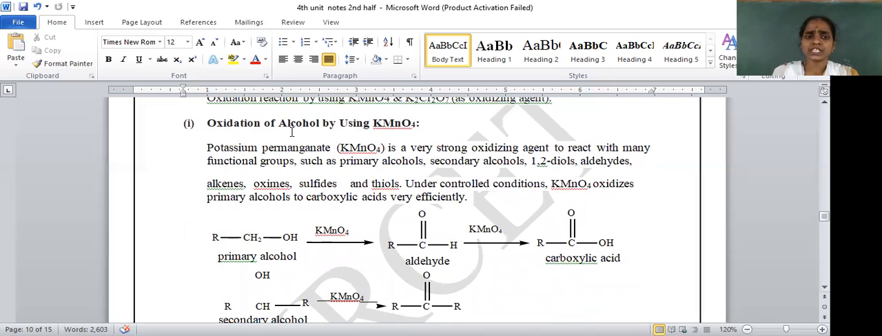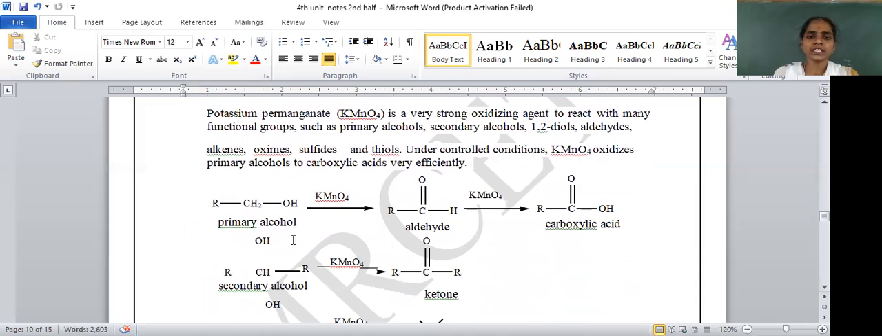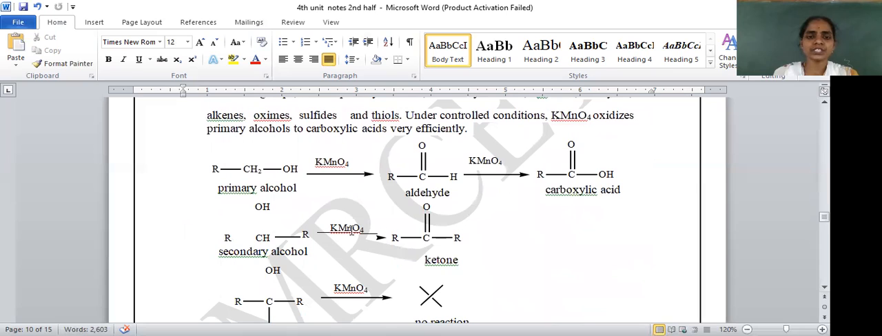When the oxidation takes place in the presence of potassium permanganate, this is the reaction. The primary alcohol is first converted into the aldehyde and later converted to the carboxylic acid. How does the reaction take place? Here alpha hydrogen is there, so the reaction continues and forms the carboxylic acid. A carboxylic acid does not react further as there is no alpha hydrogen.